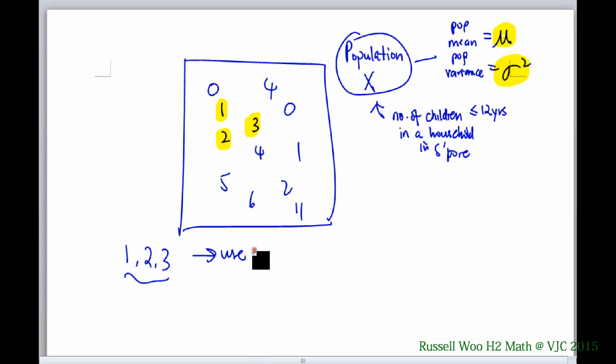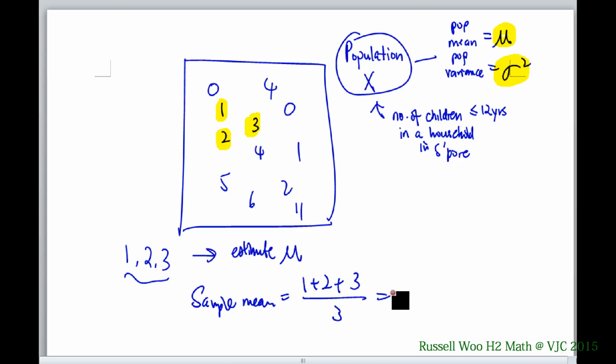Use 1, 2, 3 to estimate mu. Actually can. Actually, short of any other way I can use sample mean. It's 1 plus 2 plus 3 divided by 3, I get 2. Notice I use the word sample because I only take 3 data points. 1, 2, 3. Sample mean is 2. I'm not saying mu is equal to 2, but 2 is an estimate of mu.